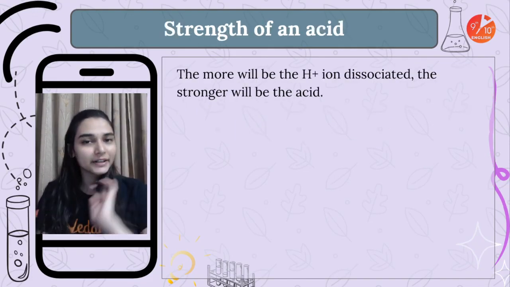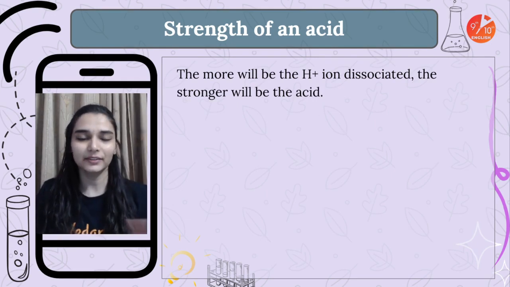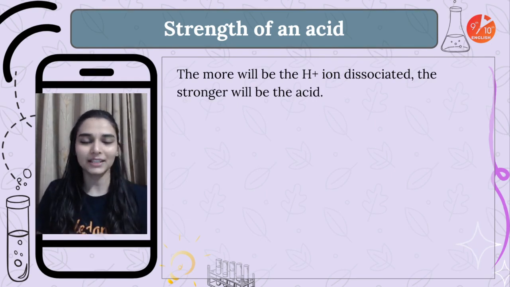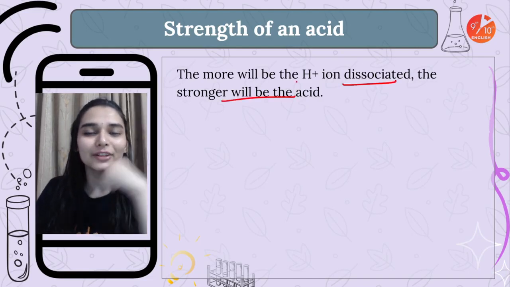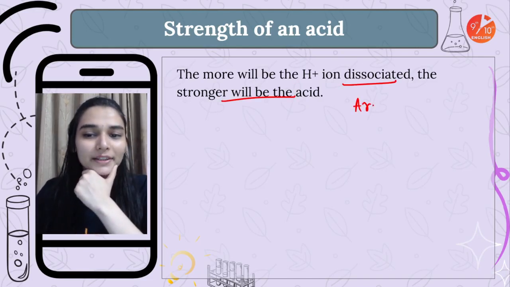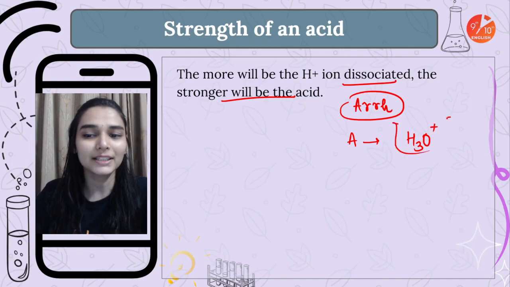And this depends on temperature, right? So it's not always fixed. That is why we have signified the temperature. We are making it very clear, right? And the more the H plus ions dissociated, the stronger will be the acid. You know that the concept of Sir Arrhenius was that acids are those species which are going to give us hydronium ions in water.